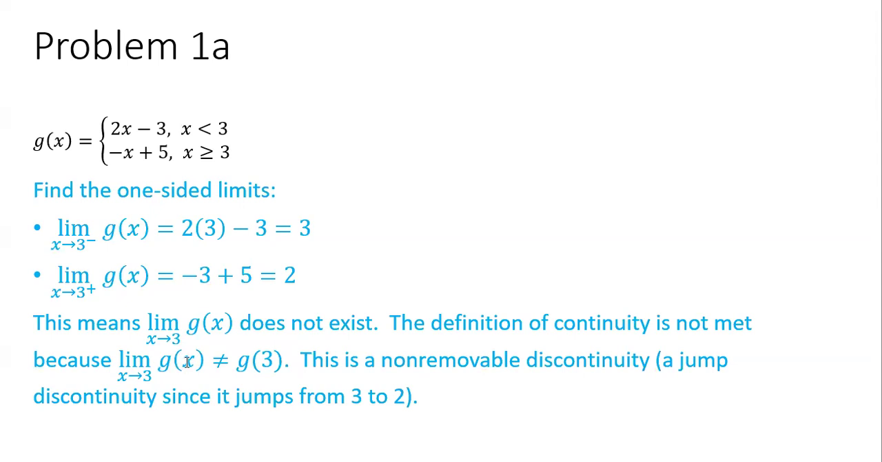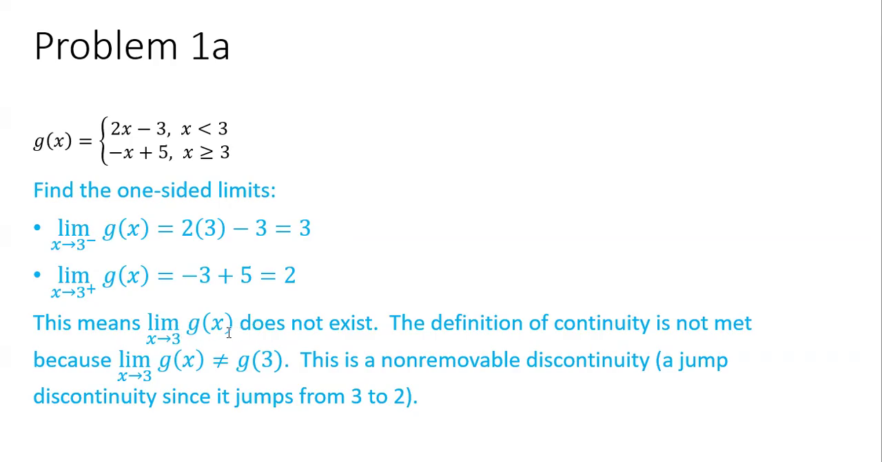We can find the one-sided limits to see if this two-sided limit exists. The limit as x approaches 3 from the left, meaning values less than 3, uses this top branch. We plug in 3 as our x: 2 times 3 minus 3 is 6 minus 3, which is 3. And from the right, that's this bottom branch, we plug in x equals 3 and the limit is 2. The limits don't match. That means the two-sided limit does not exist.